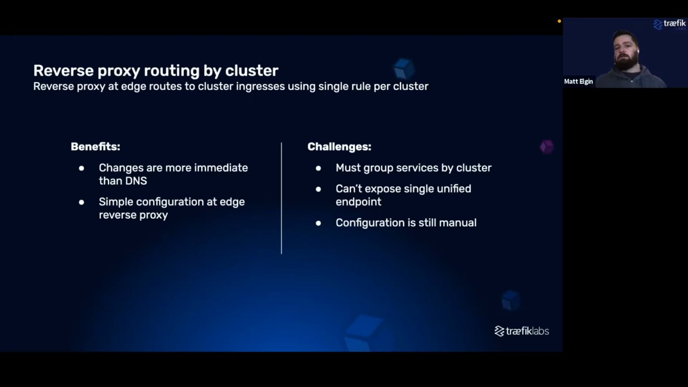But there's still some challenges. So we still have to use that grouped by cluster routing for our routing endpoints. So for that reason, we can't expose a single API endpoint like maybe api.example.com. And beyond that, the configuration still is manual. We're still going to have to maintain this both at the lower level and at this new edge reverse proxy level.